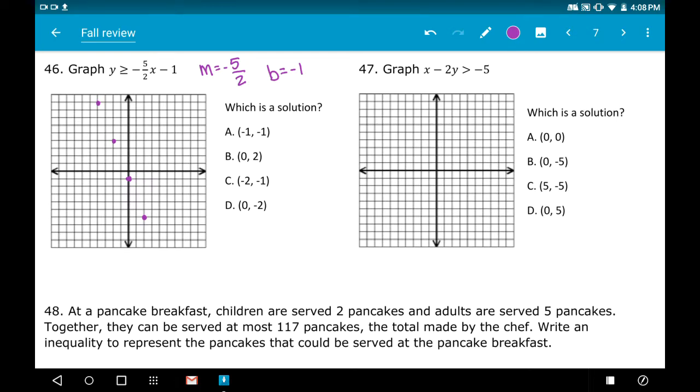Now, one thing with graphing inequalities, we have to decide if it is a dotted line or a solid line. So if you have one of these two, that's a solid line. But if you have one of these, that's a dotted line. So on this one, we have that equal to line underneath it, so we're going to draw a solid line between our dots.